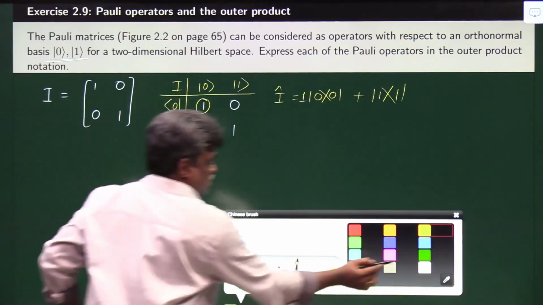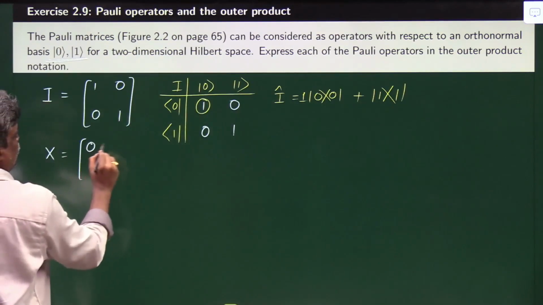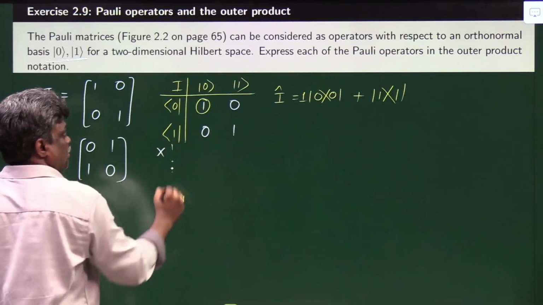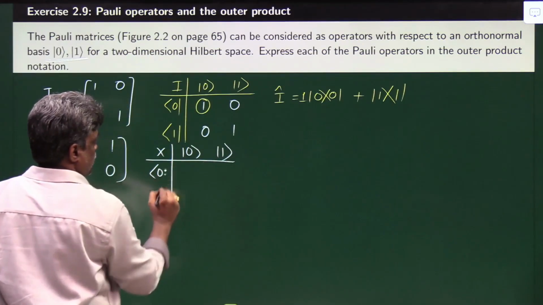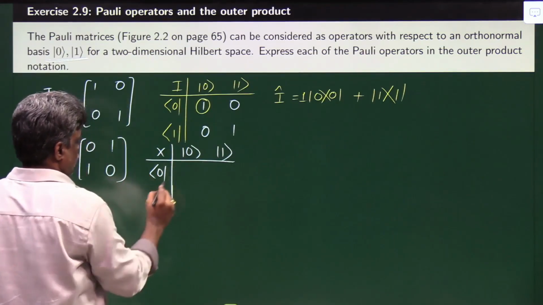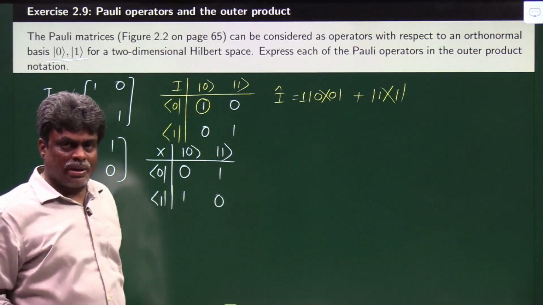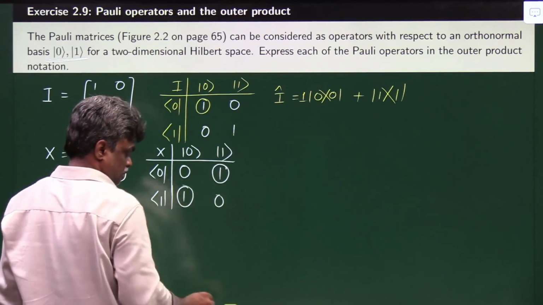Now let us go to the Pauli matrices. This is X: 0 1 1 0. First let me write this matrix representation with ket 0, ket 1, bra 0, bra 1. So 0 1 1 0. You need not bother about those 0 elements, leave them. Only round up this 1 and this 1.